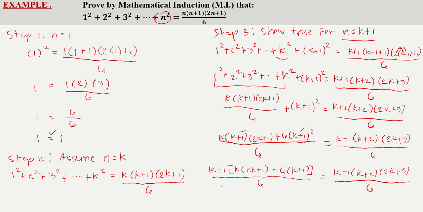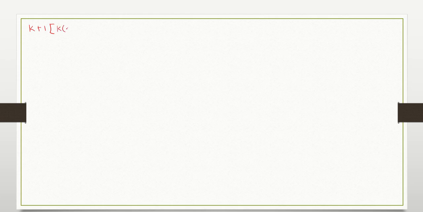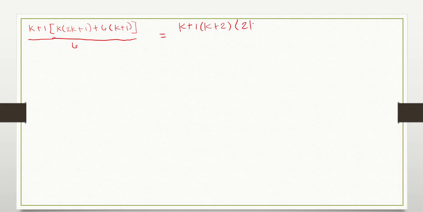Then we are going to simplify that. We don't have enough space, so we are going to proceed to the next part. I'm going to rewrite this here on the next slide so that we will be guided accordingly. We have here k+1, we were factoring earlier, right? So let me rewrite here, k(2k+1) plus 6 times (k+1). This is the left side, all over 6. Then for the right side, that is (k+1)(k+2)(2k+3), all over 6 also.